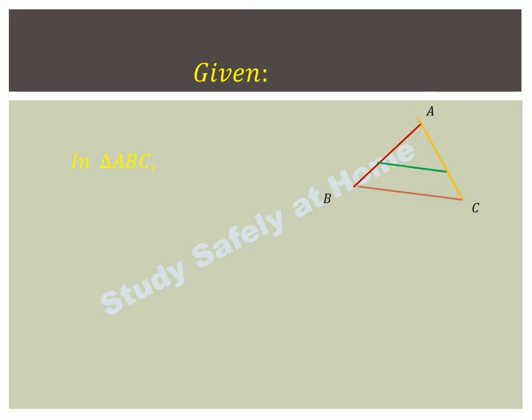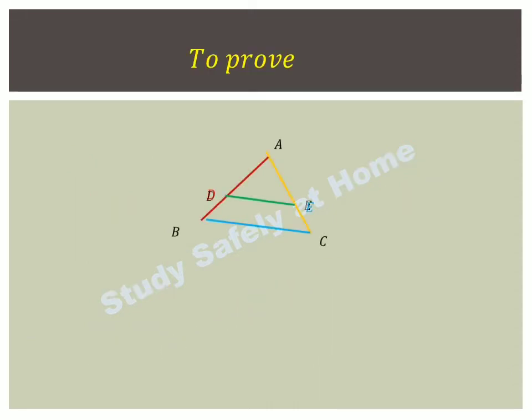In triangle ABC, we are given a line DE that cuts AB at D and AC at E, such that AD by DB is equal to AE by EC. What is to be proved? To prove is DE parallel to BC.